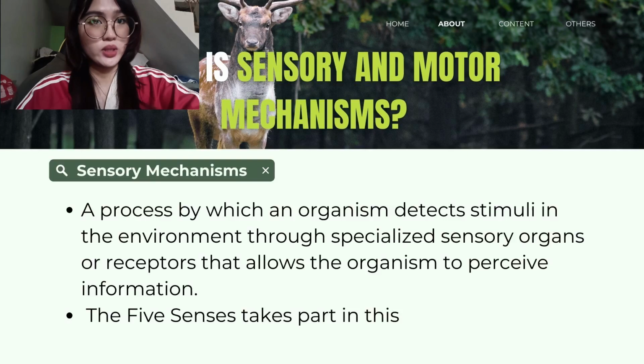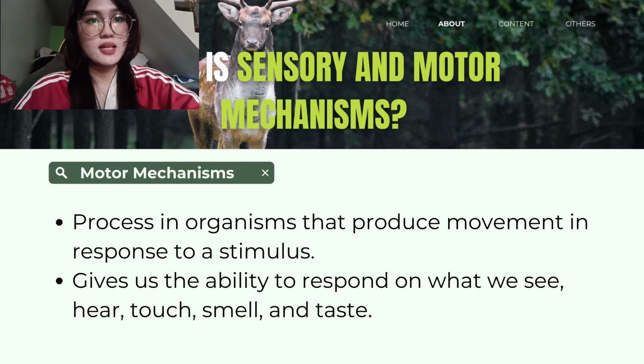When the brain decides what to do, motor mechanism takes part. Motor mechanism is a process or system in animals that produces movement in response to a stimulus. It involves muscles, nerves, and other bone structures working together to allow an organism to move or perform a specific action.